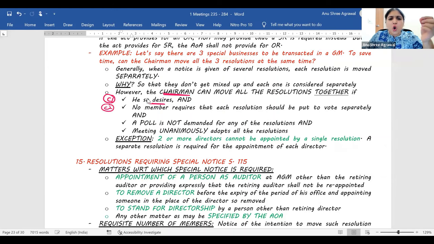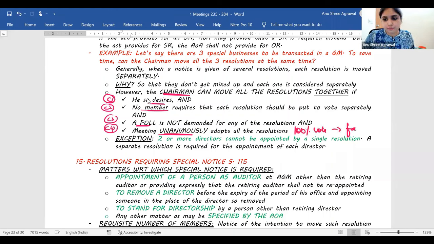Condition number two, not even one member is saying, no, separate resolution. Condition three, they are not even demanding a poll. Condition number four, not even one shareholder is voting against. Unanimous means what? 100% votes are in favor. If these four conditions are fulfilled, then multiple matters you can pass by one single resolution.